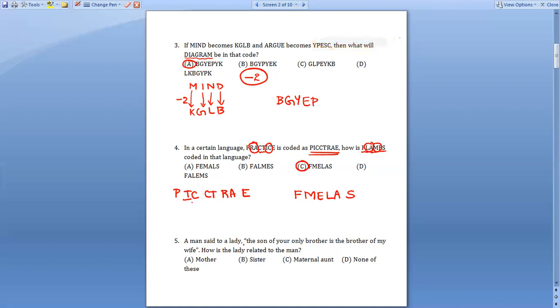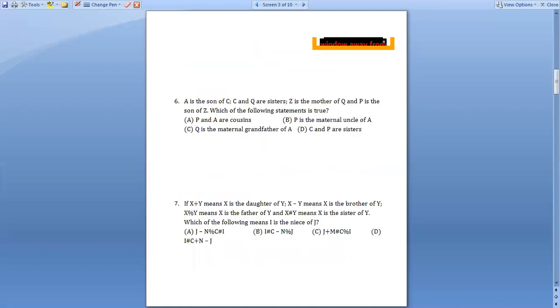A man said to a lady, the son of your only brother is the brother of my wife. How is the lady related to the man? Mother, sister, maternal aunt, or none of these? So let's try this. See, the most effective way, or I can say the only effective way to solve the problems from blood relation is the diagrammatic approach. So the basic rules, as we have discussed earlier, is that denote all the male members within squares and denote all the female members within the circles.